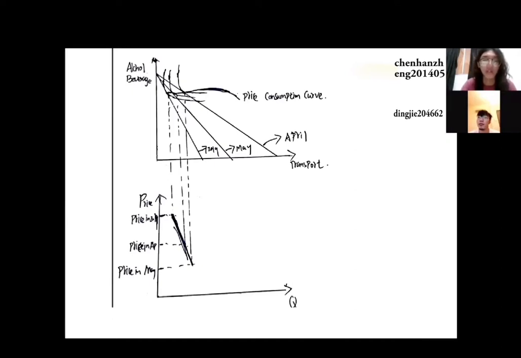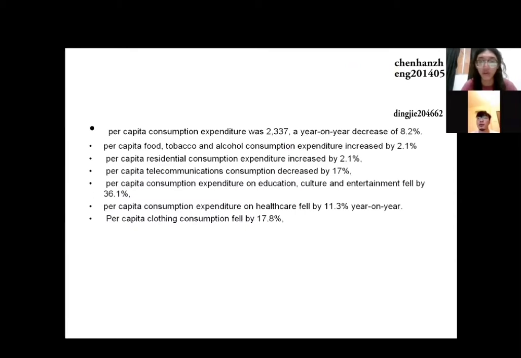But what about the other goods that consumers need? In order to specifically analyze the changes in our consumption level, we can use household expenditure per capita from March to May 2020. Per capita consumption expenditure was 2,337, a year-on-year decrease of 8.2%. Here is the statistic.